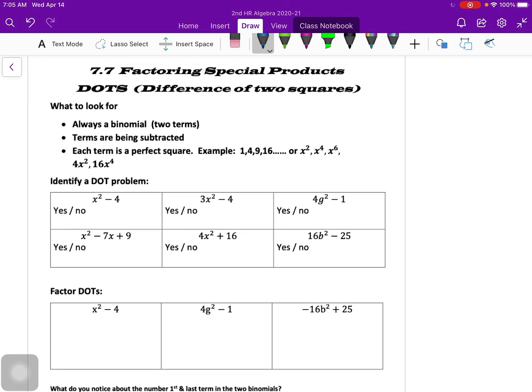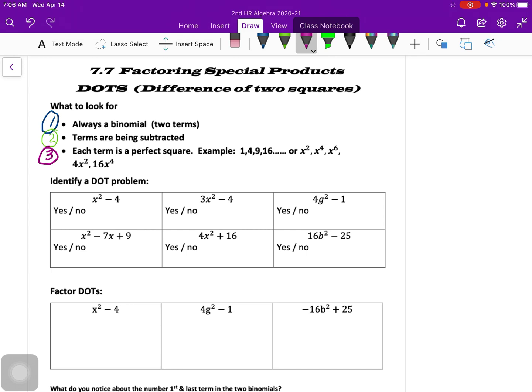Today we're going to look at a special product pattern, affectionately referred to as DOTS. DOTS stands for the difference of two squares, and here are some things that you need to look for. Anytime you see a problem that is a binomial, meaning that it's two terms, we want to look for: are the terms being subtracted? And then most importantly, is each term a perfect square? Those are the three things you can use to identify a difference of two squares pattern.